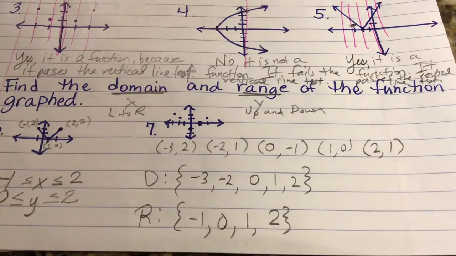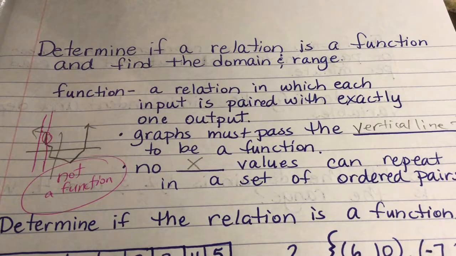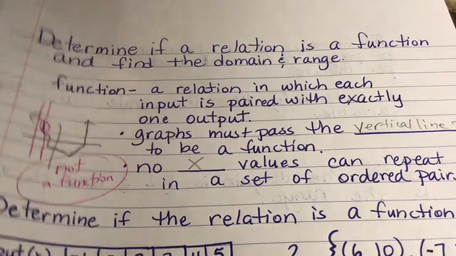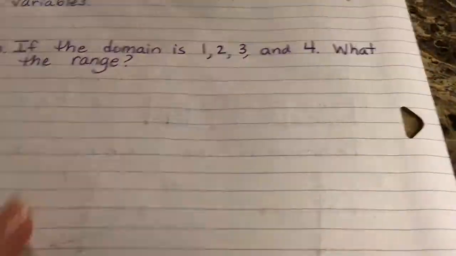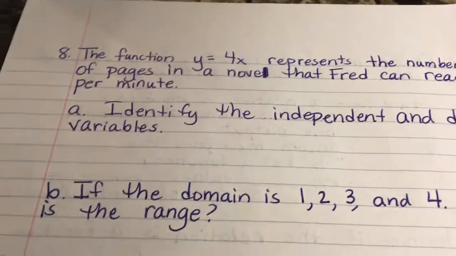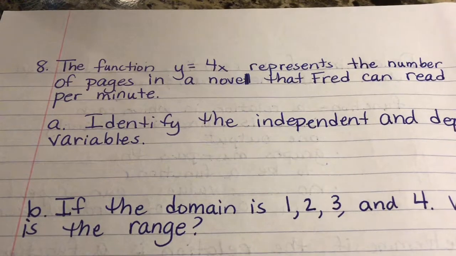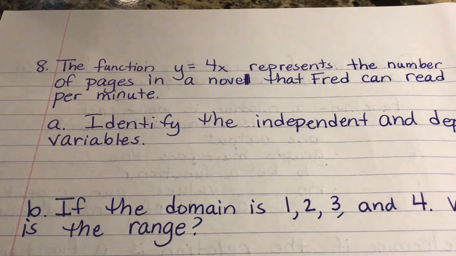Okay, I hope that helps. I have one more problem to go with this lesson for determine if a relation is a function and find the domain and range. The problem is a word problem, and most students do not care for word problems, but it's a relatively simple word problem. It says the function y equals 4x represents the number of pages in a novel that Fred can read per minute. Our first task we have to do is identify the independent and dependent variables.